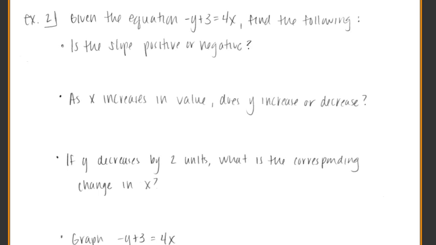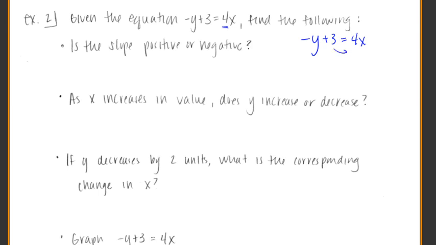Can I tell the slope right now? Well, it's like, is it just that number that's attached to x? Well, it is, but as long as we're in slope-intercept form, and we're not in slope-intercept form. So let's get in slope-intercept form. It says -y plus 3 is equal to 4x.